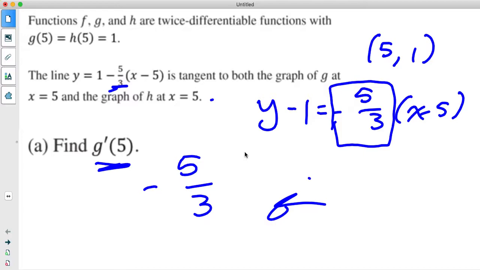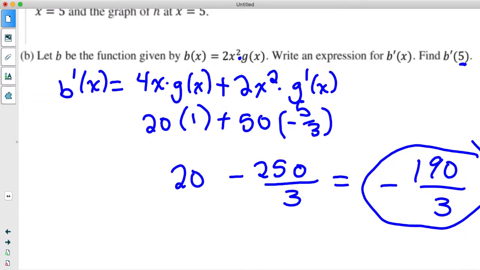So number 1A, this one was correct, f prime of 5, negative 5/3. That one was good. The next one, same thing here. We had our derivative. This derivative was correct. We did our product rule. This was all good. Negative 190 over 3. That one was also correct, so we can check that one off.